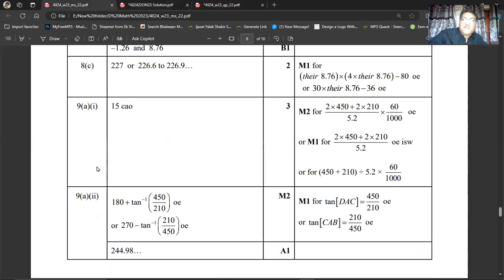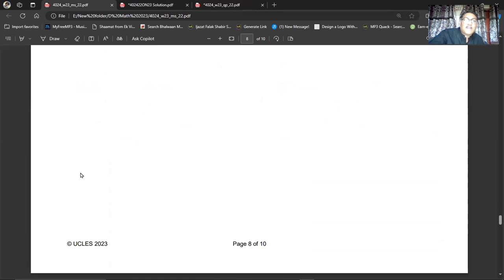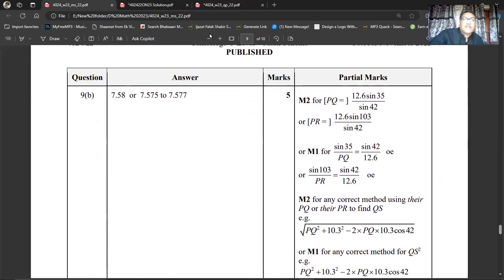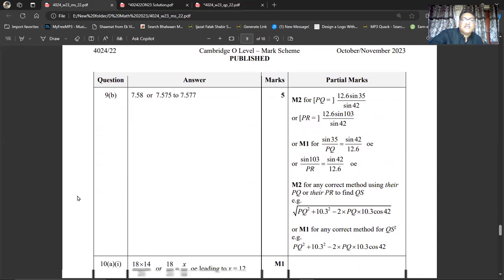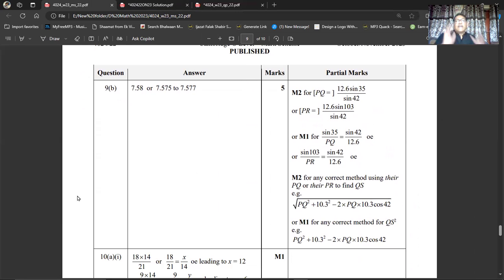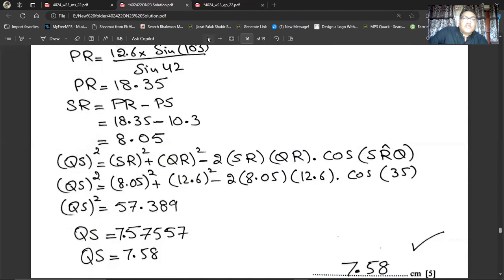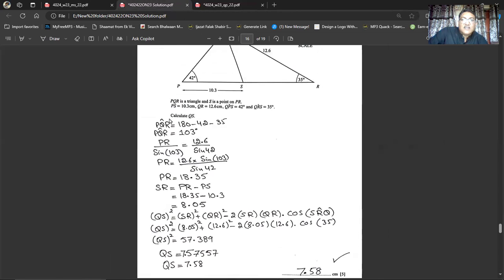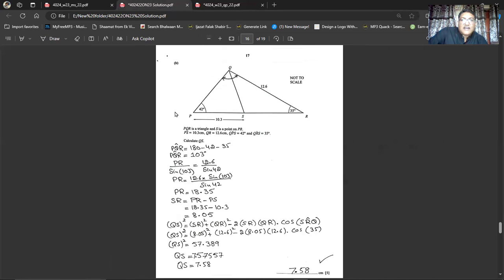It's a very important answer: 7.58. You can look at the marking scheme. The marking scheme is showing up on your screen. You can take your time. If you want to read this marking scheme, you can pause the video. This is my solution. Let me reduce the size so you can see the whole thing together. And here you go. So you can see this is a 5 marks part, and the calculation involved. First, we found an angle, then we used the sine rule, then we used the cosine rule. That's why it has 5 marks.